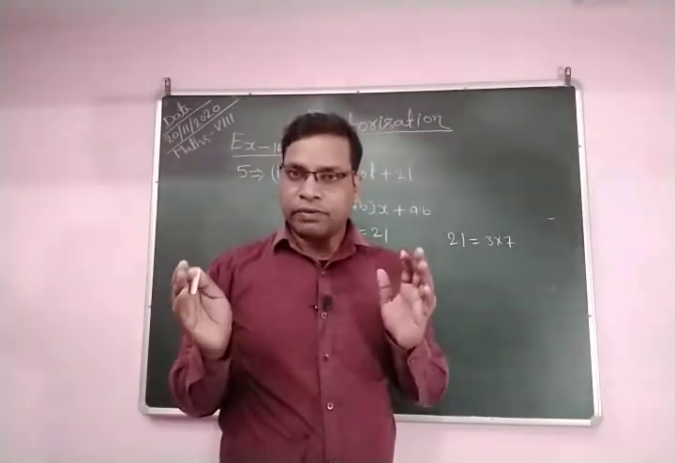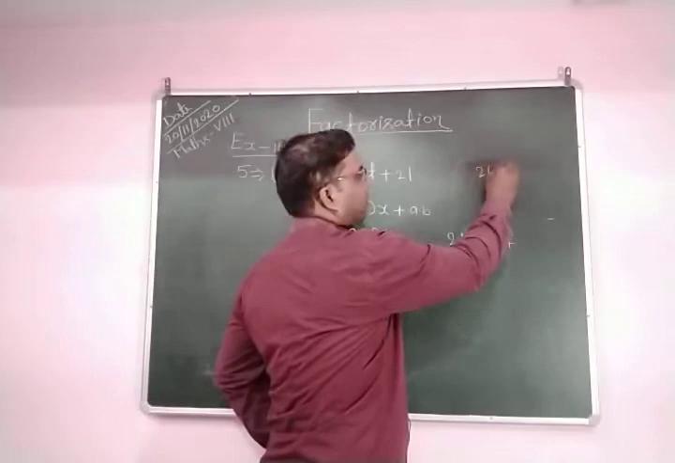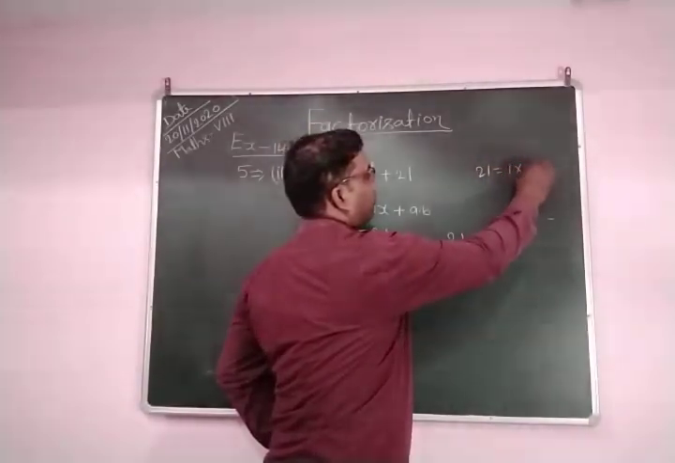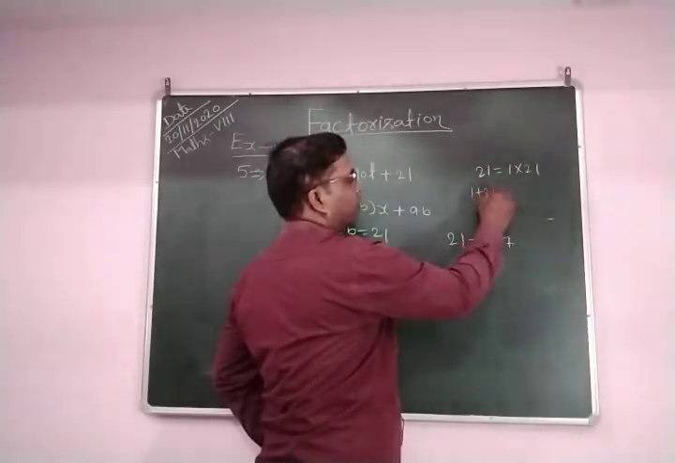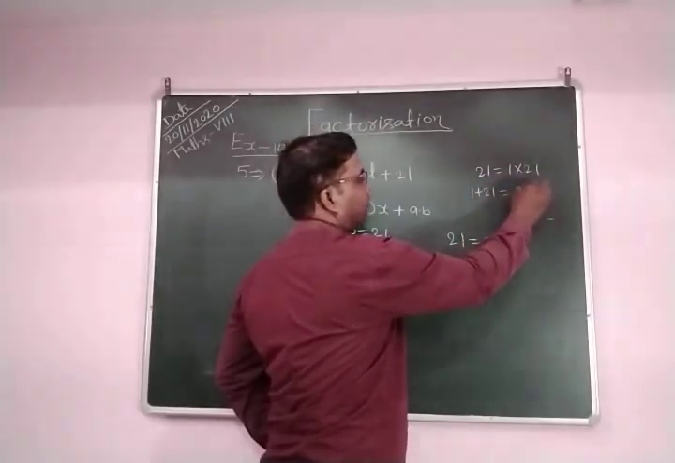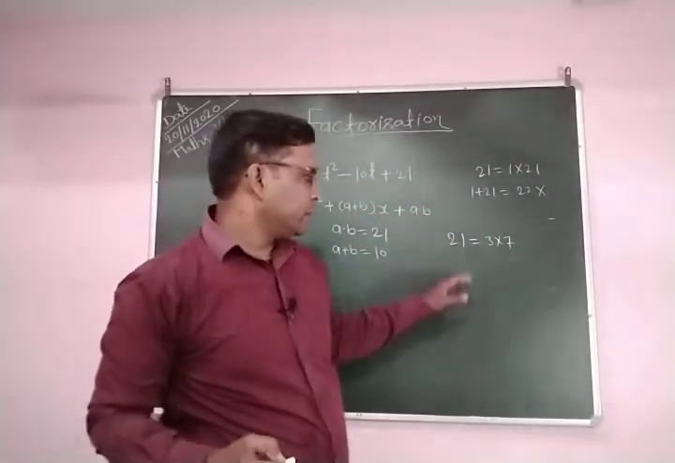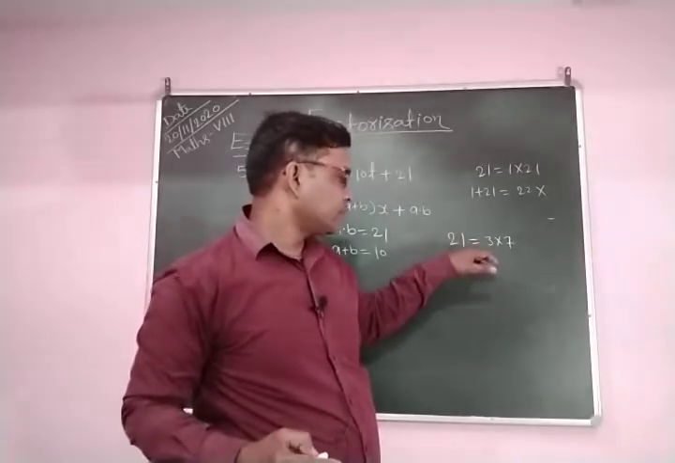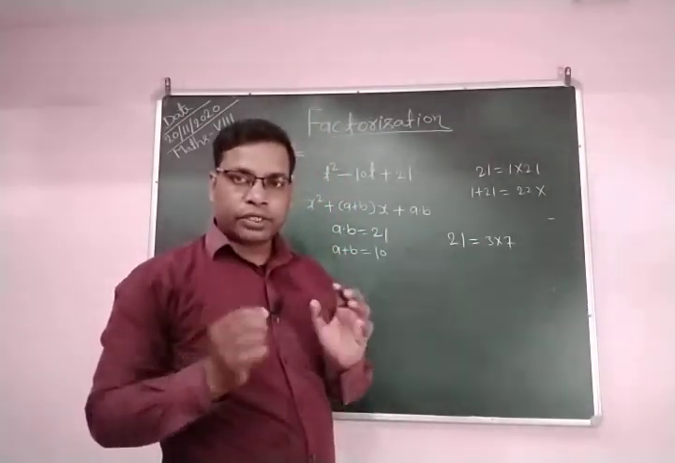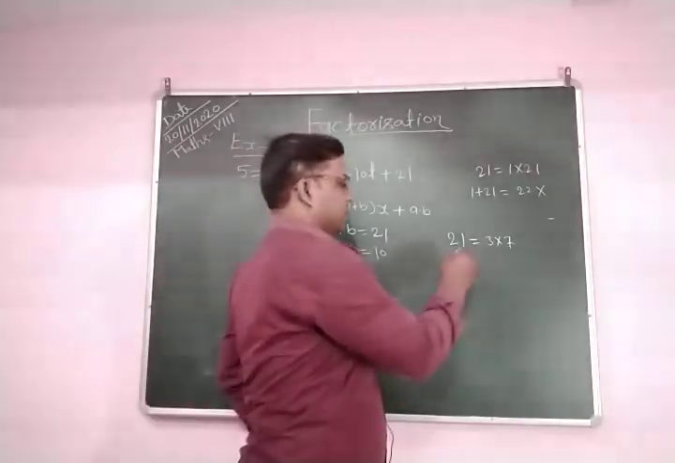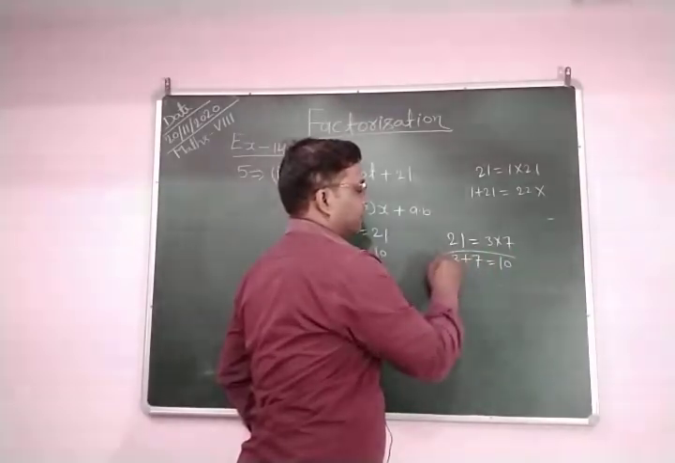21. The factors of 21 you can also write as 1 into 21, but if you sum the factors of 21, 1 plus 21, this is equal to 22, but we need only 10 here. Okay, so here you can see these factors: 3 into 7 is equal to 21. If you sum them, 3 plus 7, this is equal to 10.